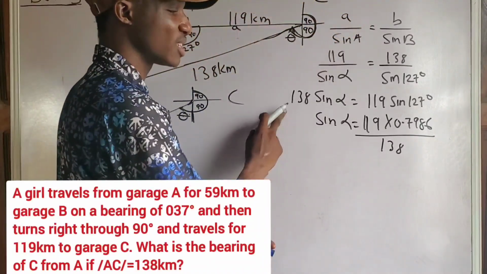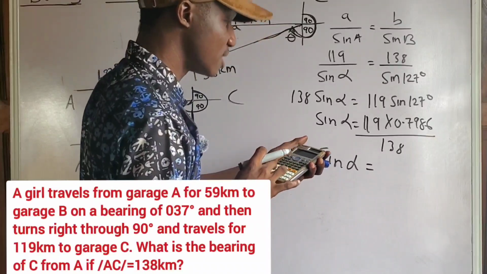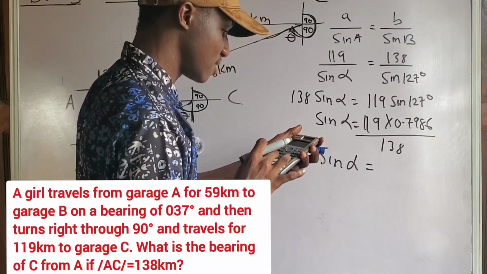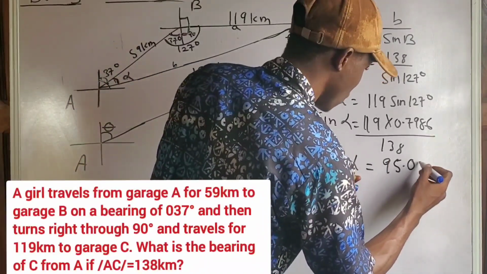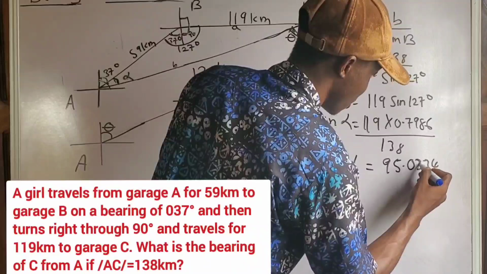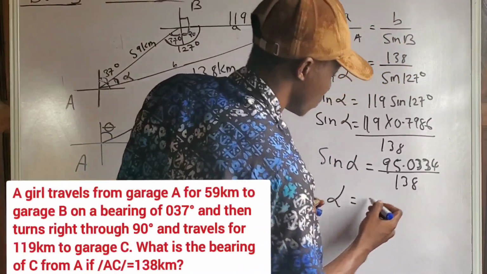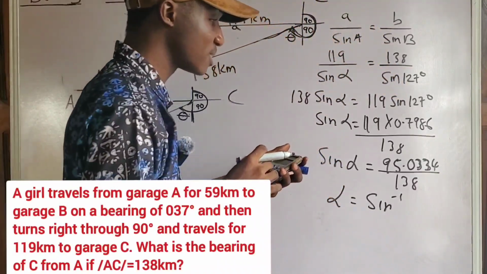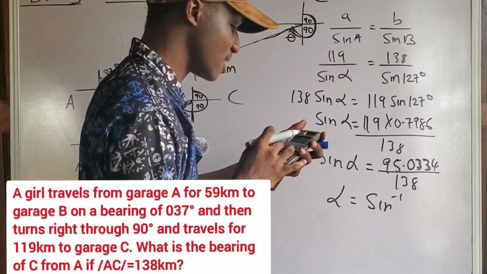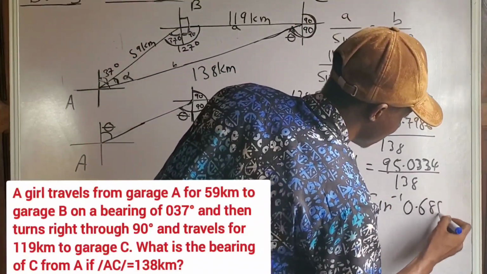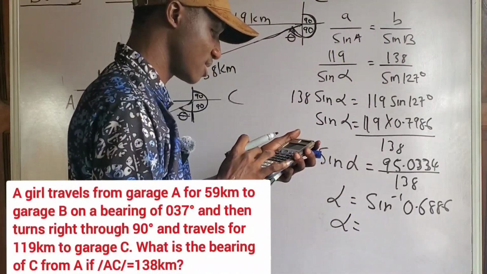Do you know what I did? I just divide both sides by 138. So sine alpha is equal to 119 times 0.7986. That is 95.0334 over 138. So alpha is equal to the sine inverse of 95.0334 divided by 138. That is 0.6886. So alpha is equal to the sine inverse of 0.6886.